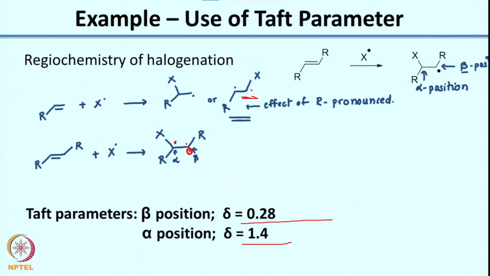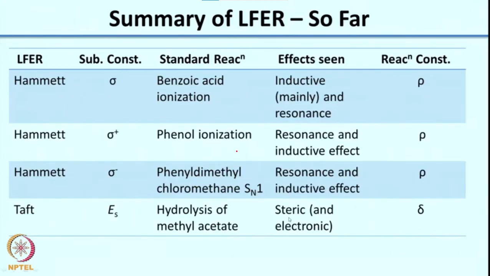If the radical will generate here, both will remain the same. That's why here we are not comparing the Taft effect, but here we can compare. Then we have discussed the summary. Hammett, we have till now discussed the sigma plus, sigma minus effect and the Es term, right?